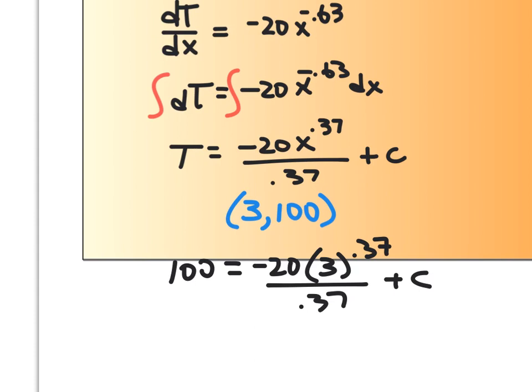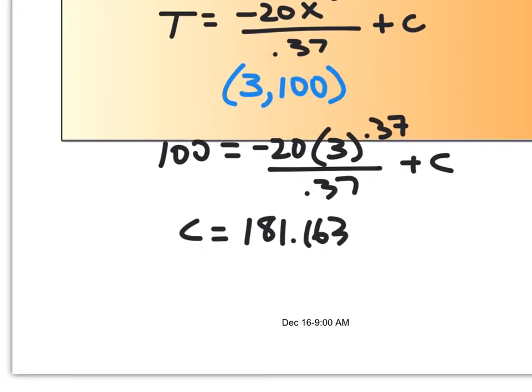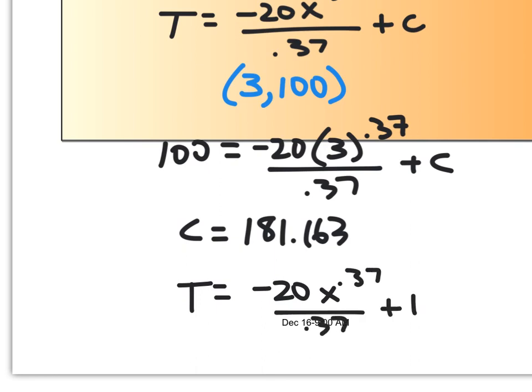I used my calculator and I found that C equaled 181.163. So then this function T equals negative 20 x to the 0.37 over 0.37 plus 181.163 is our particular solution.